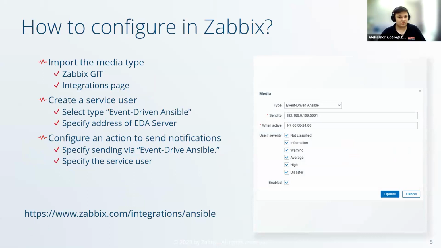After importing, you need to create a service user, but please, during creation, make sure that this user will have access to the necessary host and host groups. On the media tab, you need to specify the type as Event-Driven Ansible, and in the Send to field, you need to specify the address of the EDA server, as you can see on the screen. Next, as usual, you need to create an action and select as an operation sending through the Event-Driven Ansible media type. And as recipient, select our service user from the previous step.